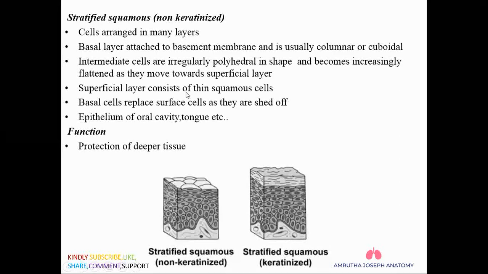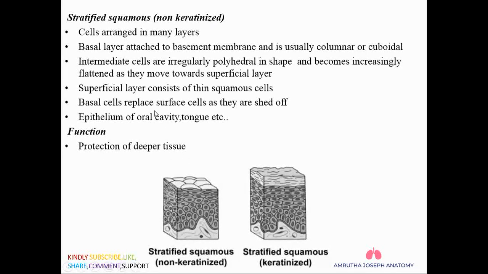Now here one thing is written in the bracket, that is non-keratinized. So here we are going to see stratified squamous epithelium. There are two types of stratified squamous epithelium. One is non-keratinized, the other one is keratinized. We will see what is the difference between non-keratinized and keratinized. But this one we are going to talk about non-keratinized. This type of epithelium is seen in the mouth and tongue. Function is protection of deeper tissue.